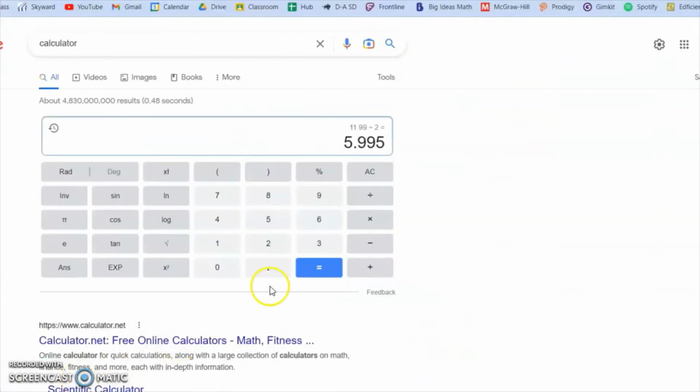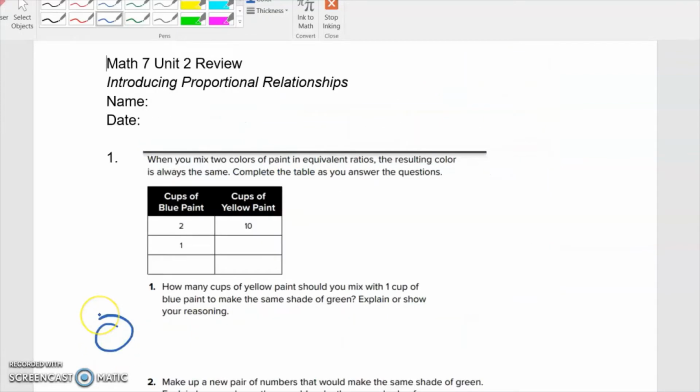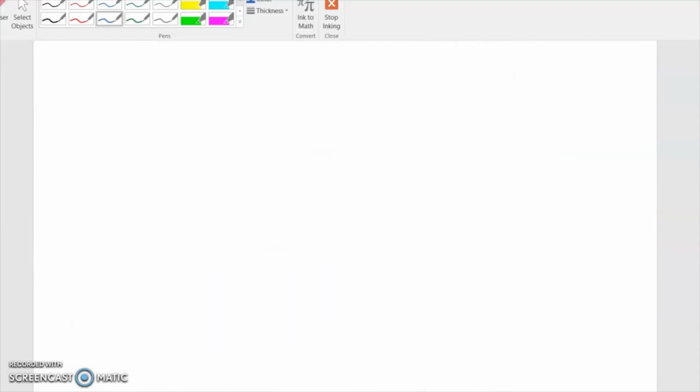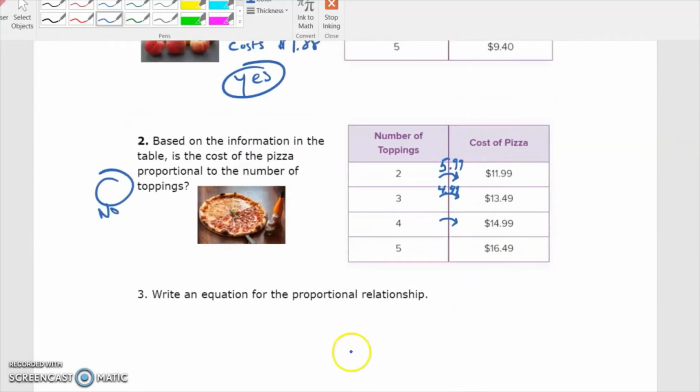So if I took $13.49 and I divided it by 3, that gives me $4.49. Okay, so this is $4.49. So you can already see they're not the same k-value. It's probably going to be a no. Let's just double check that for this one.